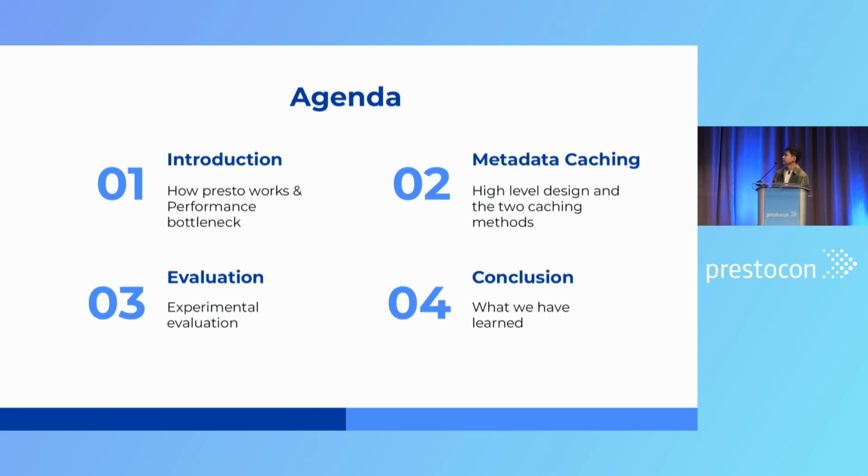design of the metadata caching and the 2 caching methods that we proposed and implemented in Presto. One is caching the decompressed metadata bytes, and the other is caching the deserialized metadata objects. And in the third section, we'll talk about some experimental evaluation of our approach, especially the 2 caching methods compared with a non-cache strategy. And finally, we'll give you folks a conclusion about what we have learned from this journey.